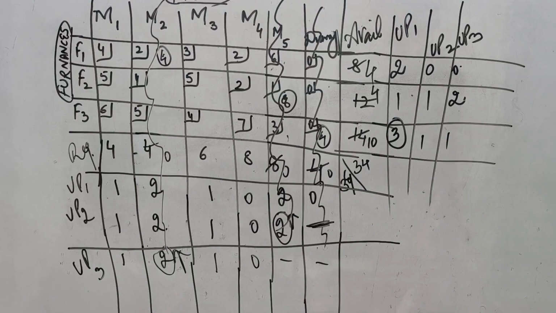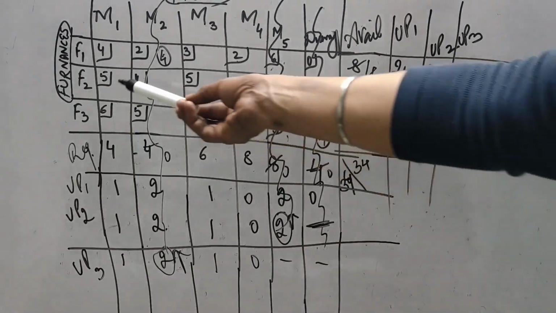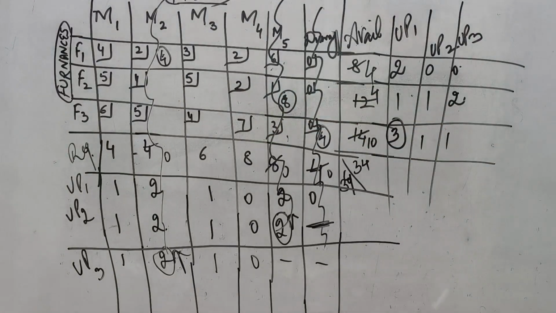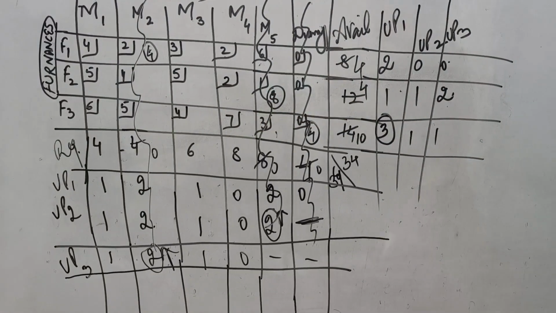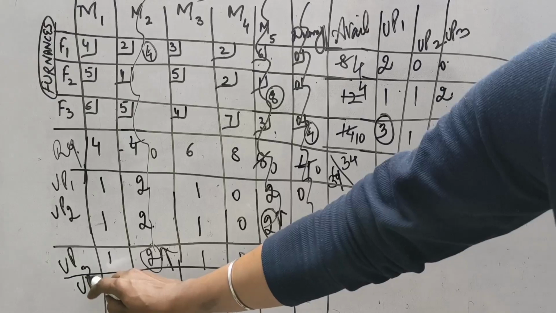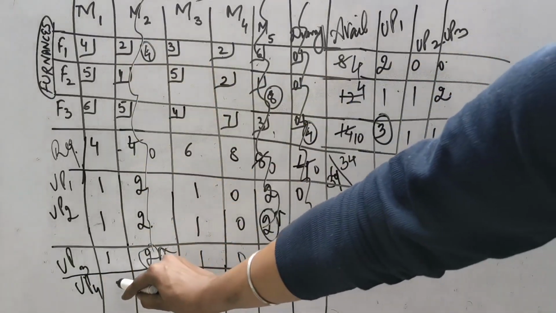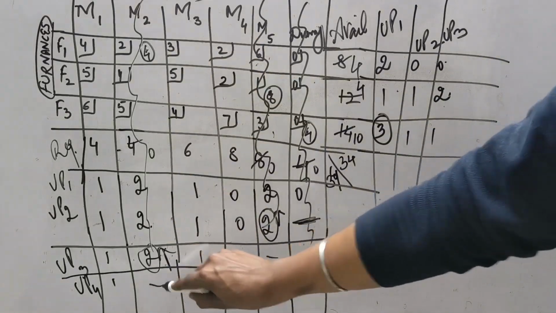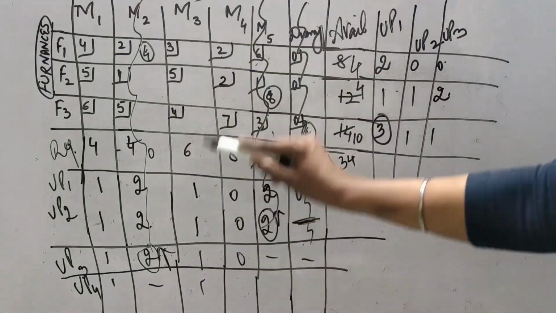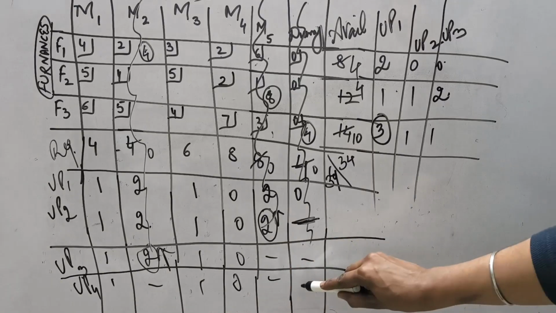Right? So now I have to again calculate unit penalty. Still 3 columns are there. So now let's calculate UP4. So UP4, from here again 4 and 5 are the minimum, so it will be 1. Here this is deleted. It will be 1. It will be 0. Deleted, deleted.